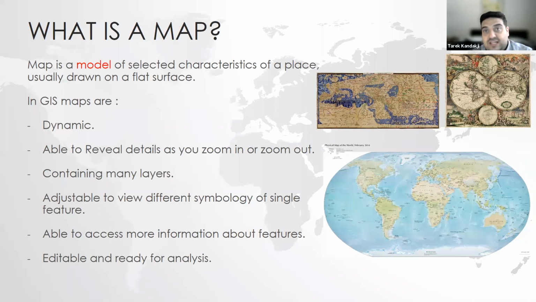Editable and ready for analysis. The map is editable. You can change the symbology, you can change the data, you can remove data, you can add data, remove certain information, add other information, and it's ready for analysis. You answer questions with this data. Our best example is population. You can analyze the data to show you population density in a certain country.